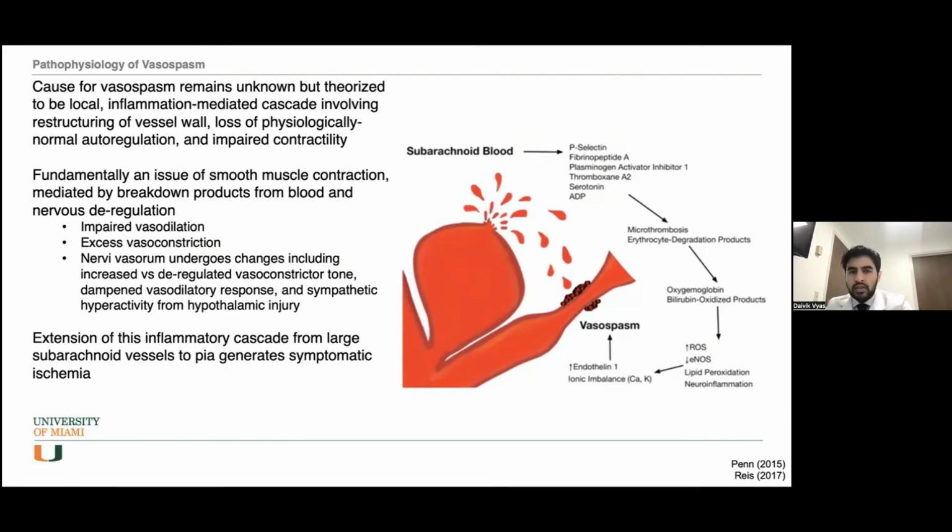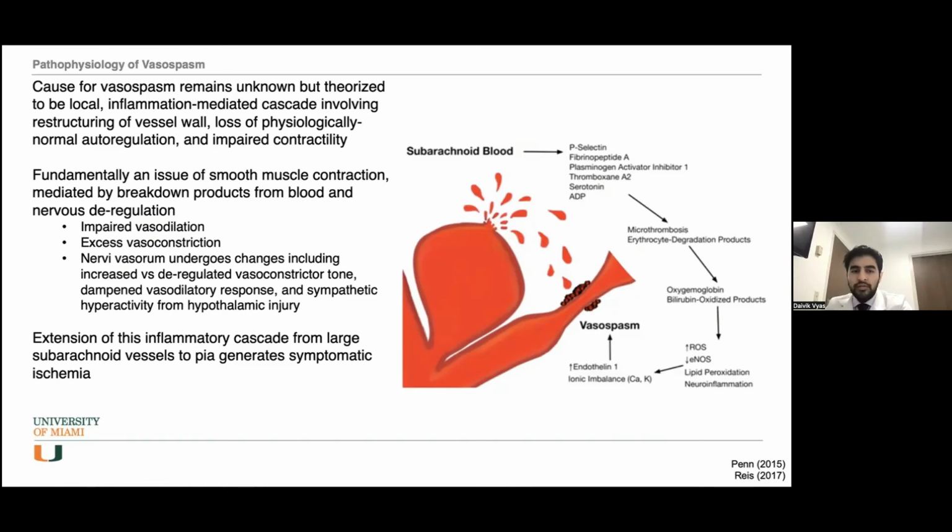Ultimately, vasospasm is an issue of smooth muscle contraction that's mediated by breakdown products from the blood, as well as a nervous deregulation. And what I mean by that is you can have either impaired vasodilation, excess vasoconstriction, or the nervi vasorum undergoes changes that include deregulation of vasoconstrictor tone, a dampened vasodilatory response, or sympathetic hyperactivity from the hypothalamus injury that accompanies most subarachnoid hemorrhages.